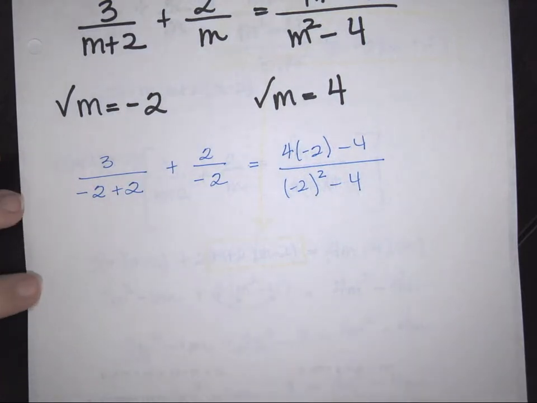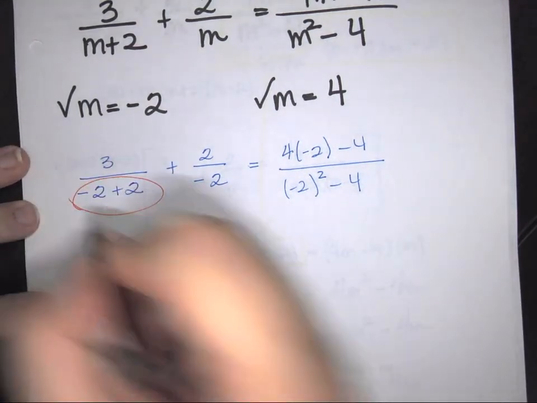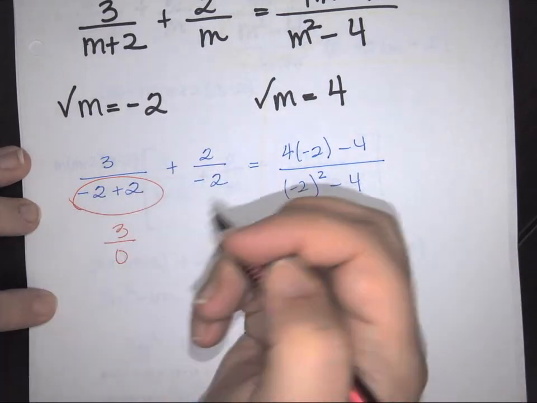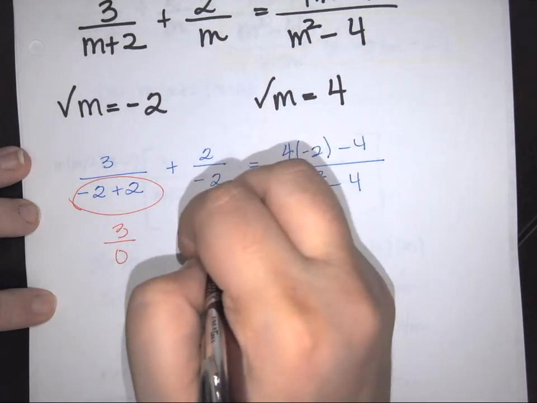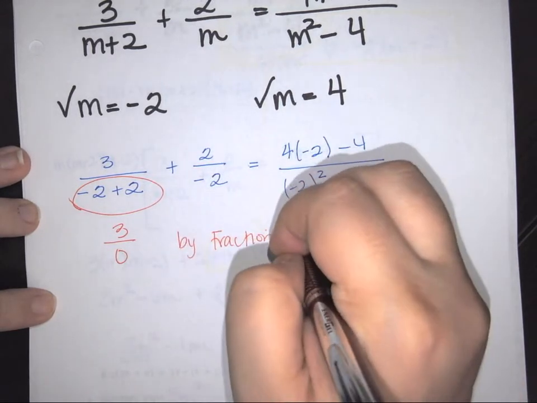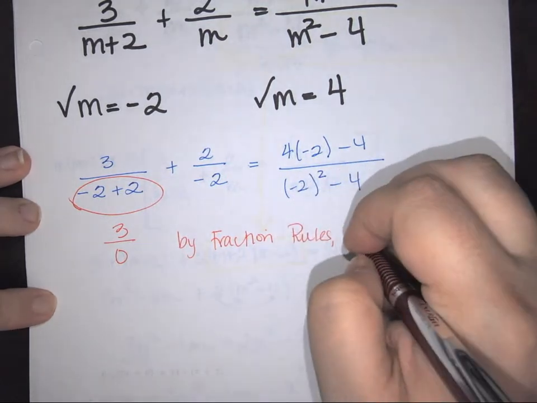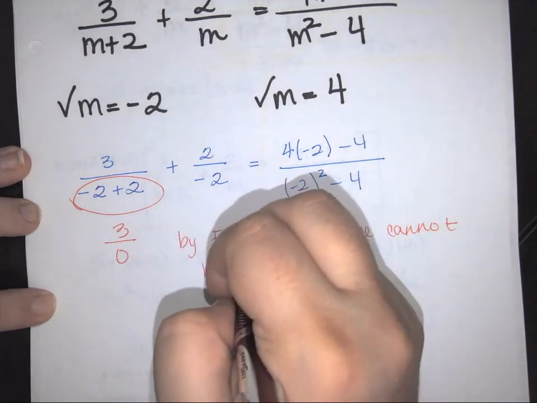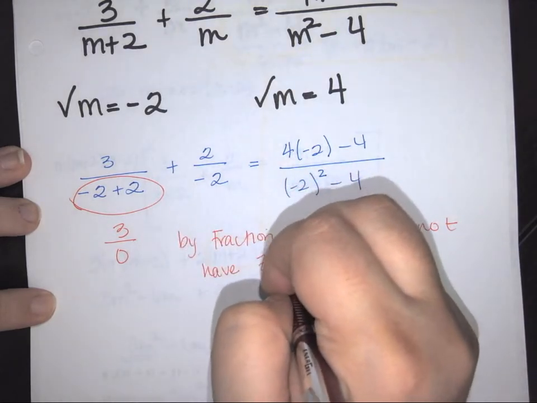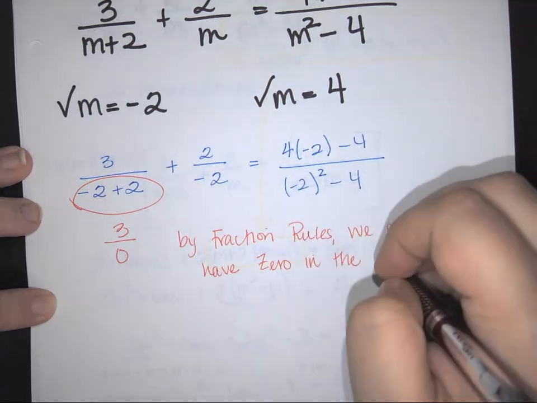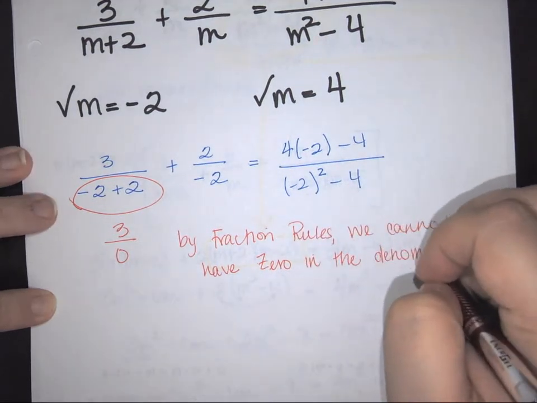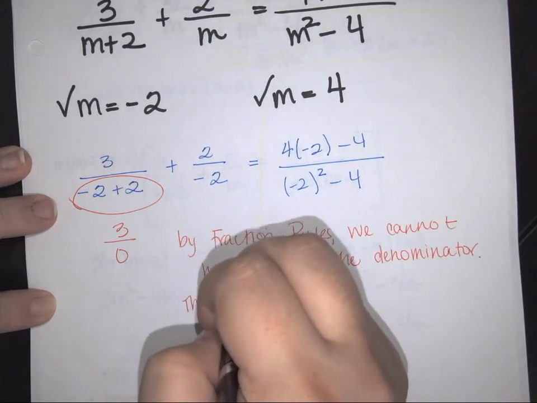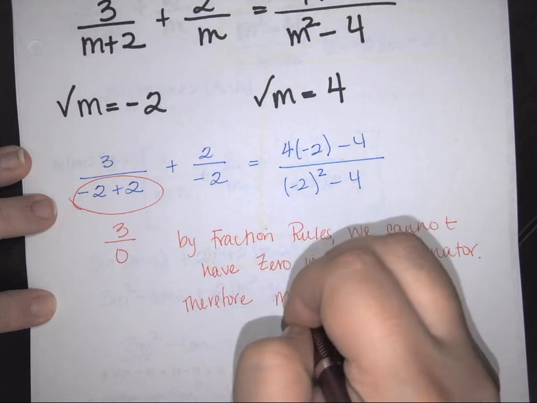If we look, this right here is going to reduce down, and what this is going to give me is 3 over 0. By fraction rules, we cannot have a 0 in the denominator. Therefore, m cannot be negative 2.